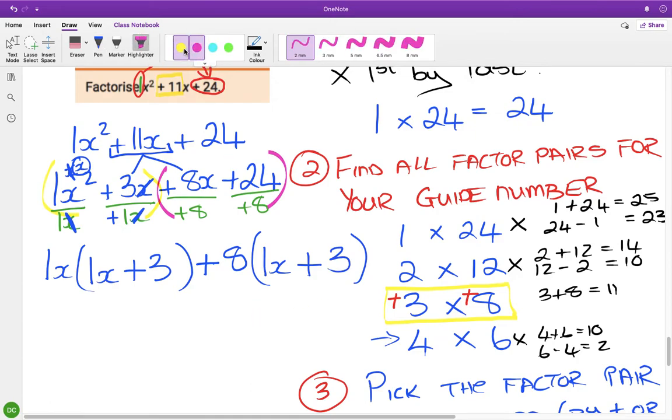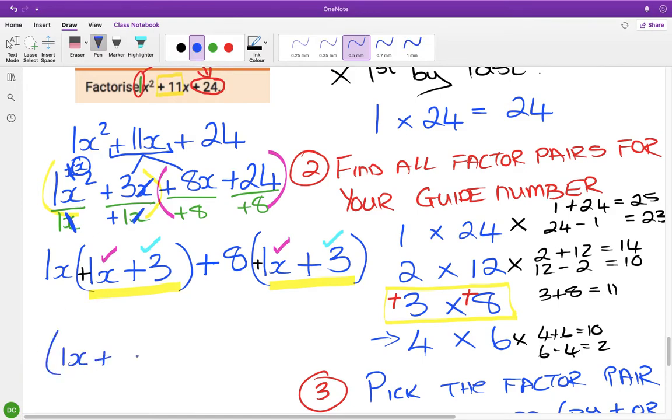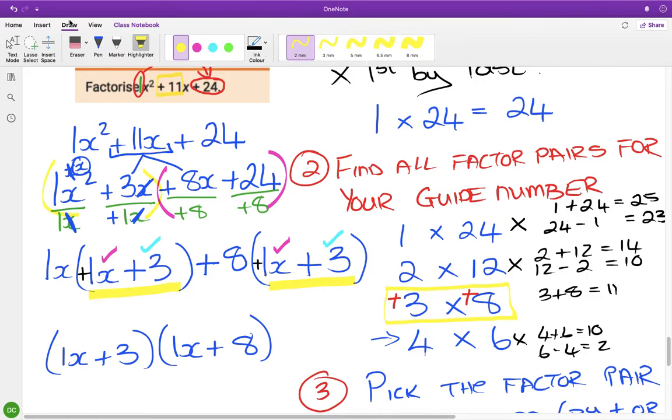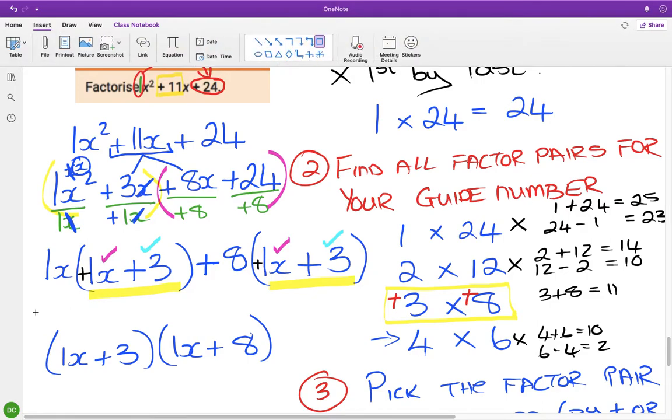And if you remember, we have to check if the brackets match before we can decide if we're right. So here, that's positive and that's positive. So here I have a plus 1x and here I have a plus 1x. And here I have a plus 3 and here I have a plus 3. So they match. So I write down the matching bracket, 1x plus 3, and the highest common factors in a bracket. So that is your answer.